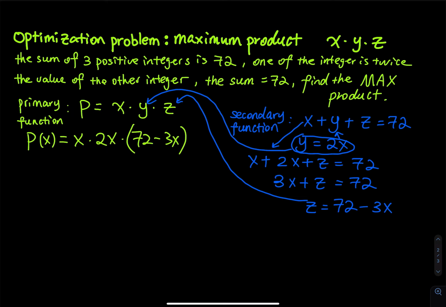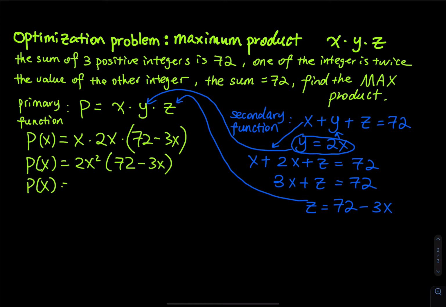All right, clean that up. So you have P of x equals 2x squared times 72 minus 3x, and then let's go one more step. We distribute. So P of x is equal to 2 times 72, that is 144, x squared, minus 6x to the third power. So now we are ready to take the derivative. We have P prime of x equals, bring the power down, 288x minus 18x squared. We set that equal to 0.